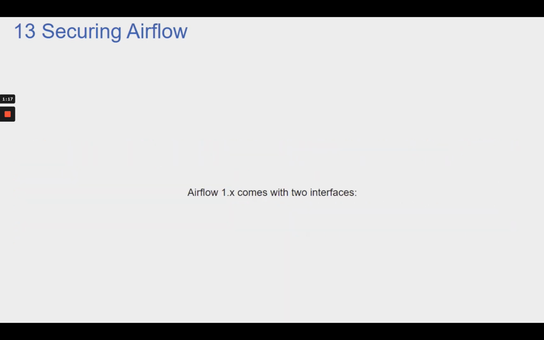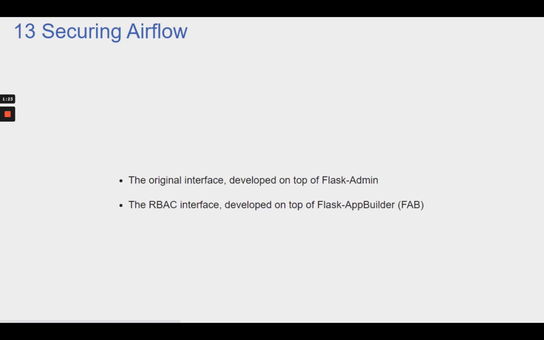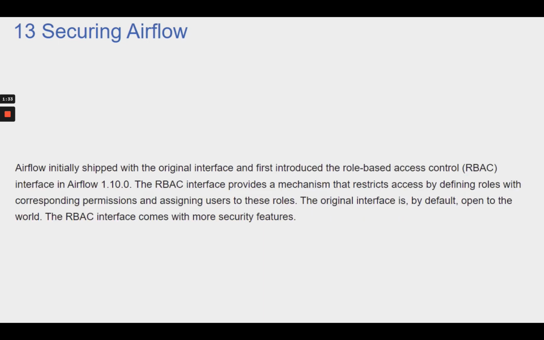Airflow interfaces. Airflow 1.x comes with two interfaces. The original interface, developed on top of Flask Admin. The RBAC interface, developed on top of Flask App Builder, FAB. Airflow initially shipped with the original interface and first introduced the role-based access control, RBAC, interface in Airflow 1.10.0. The RBAC interface provides a mechanism that restricts access by defining roles with corresponding permissions and assigning users to these roles. The original interface is, by default, open to the world.